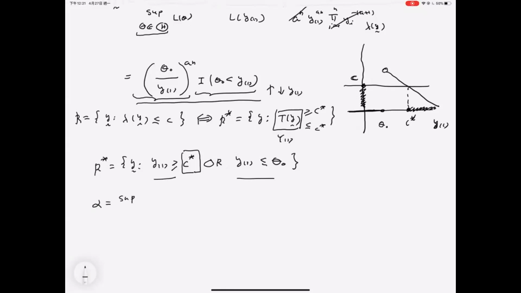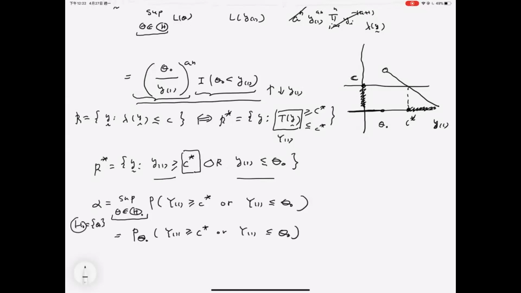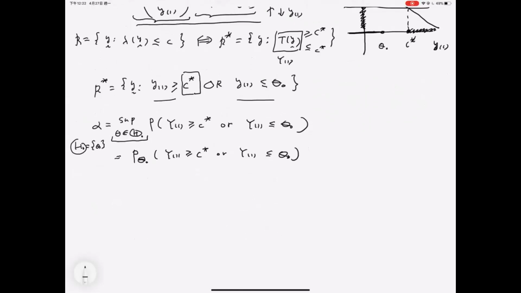By definition, the size of the test, or type 1 error, is, given the null hypothesis, the probability of my critical region. The good news is that for the supremum, the null hypothesis only has a single point, so you don't have to pay attention to where the supremum is, because it's nothing but theta naught. Everything is the same inside this rejection region, and you can work on either way. So basically this is the probability under theta naught that Y1 is bigger than C star, plus the probability under theta naught that Y1 is smaller than theta naught.